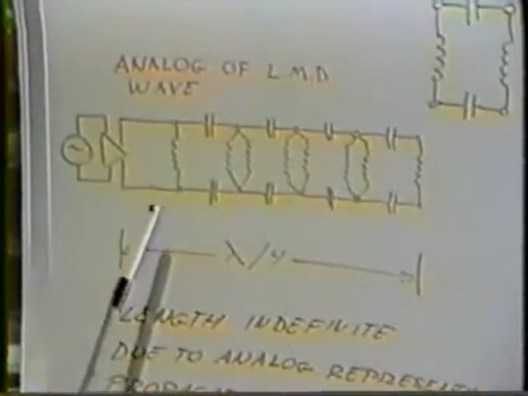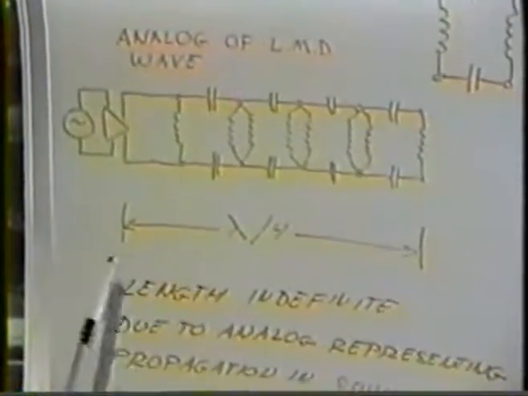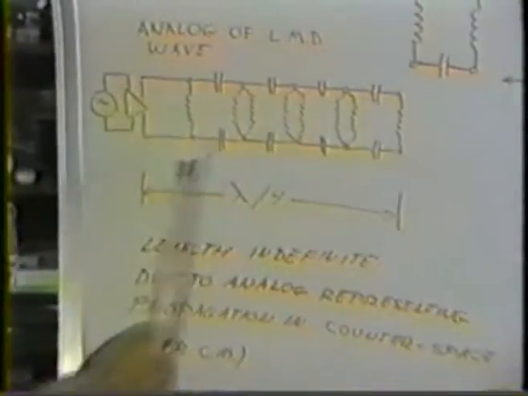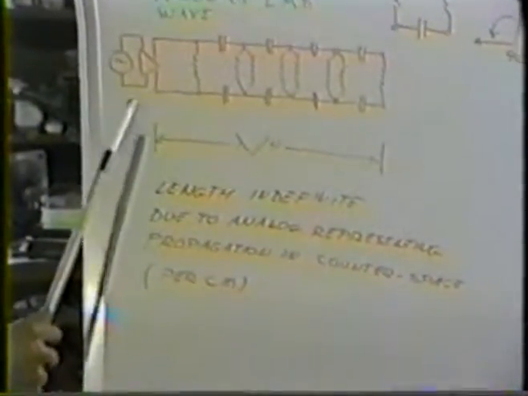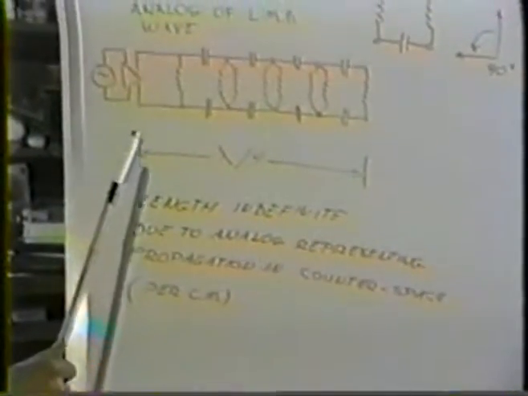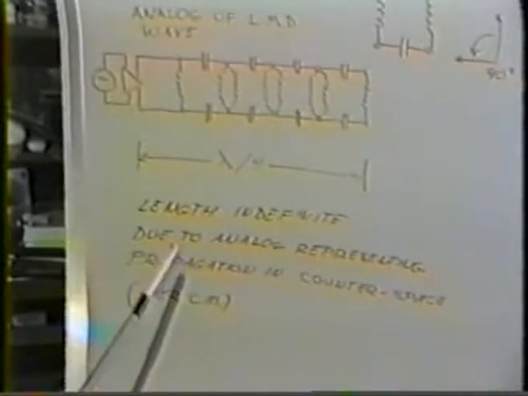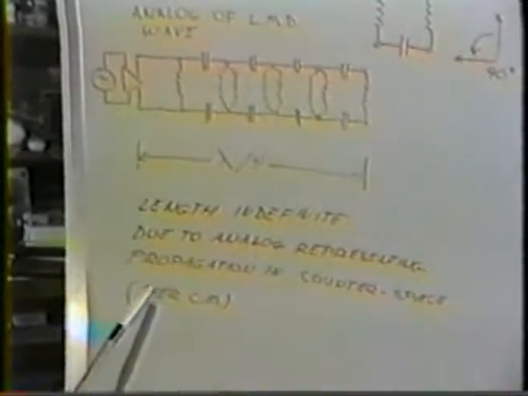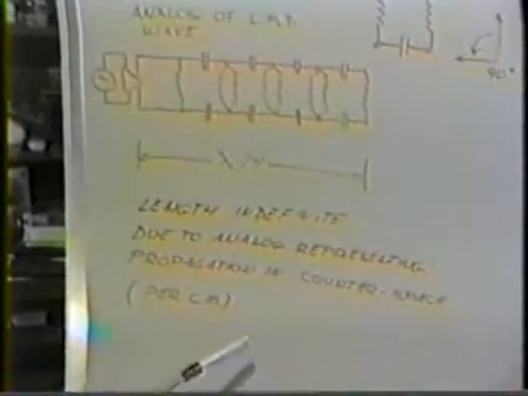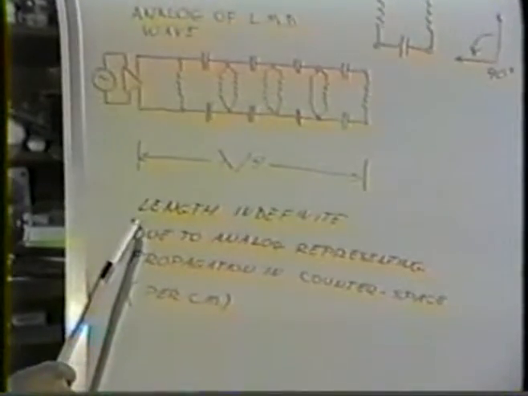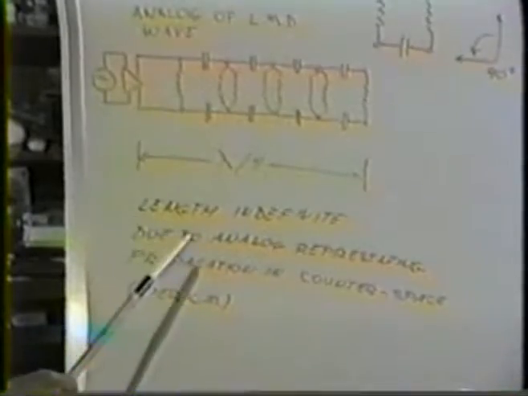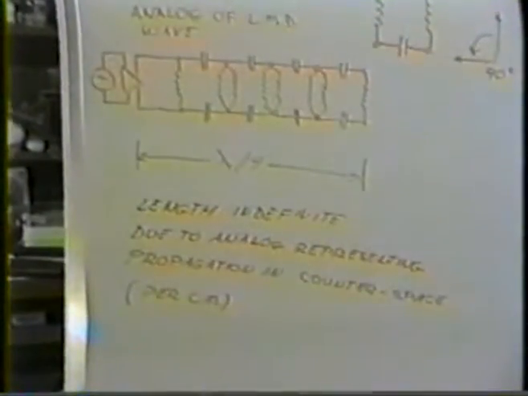Now the length that this symbolizes is indefinite by conventional terms, because this represents wave propagation in counter space, something that little understanding of exists. The propagation in counter space would be measured in per mile or per centimeter, so we have to figure our length on that, and so little knowledge exists on that right now that we can't give a definite figure. But we can take precision measurements and determine exactly what's going on here.